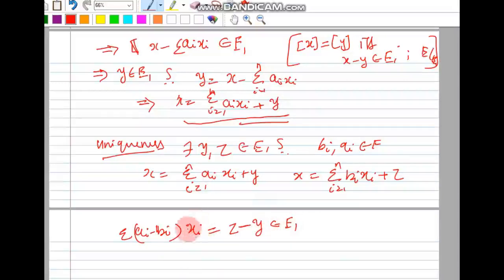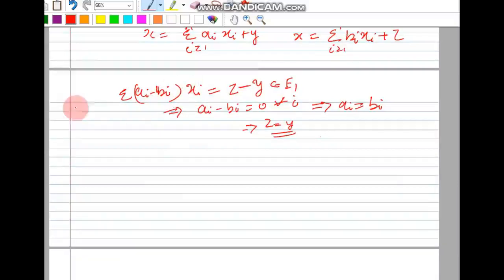But we know that x1, x2, etc. are linearly independent relative to E1. That means whenever the sum of ai xi belongs to E1, each ai is equal to 0. So we got that the sum of ai minus bi into xi belongs to E1, which implies ai minus bi equal to 0 for all i, which implies ai equal to bi. Okay, so the left side becomes 0. Therefore we get z minus y also equal to 0, which implies z equal to y. So hence we have proved the uniqueness part.